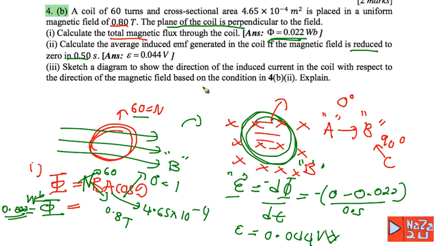Now sketch a diagram to show the direction of the induced current in the coil with respect to the direction, based on the condition in 4B2. So I think the diagram is here. This is question number 3.